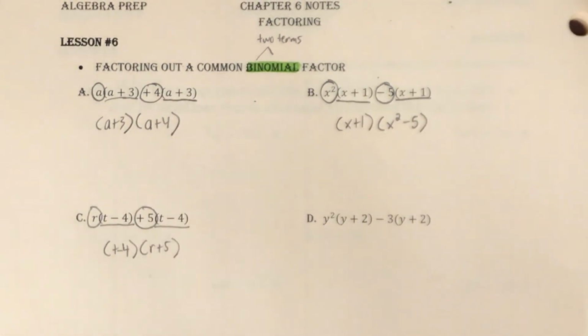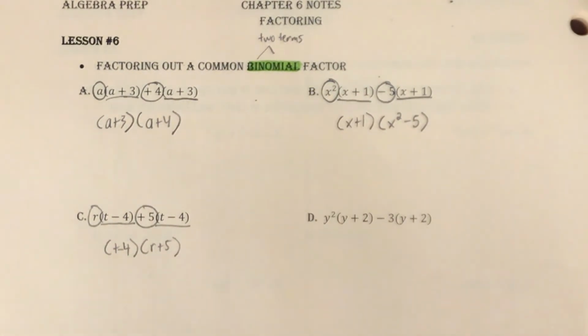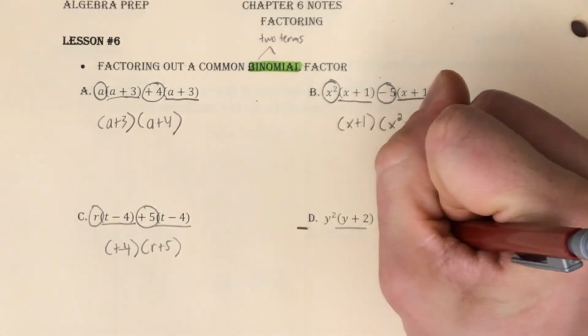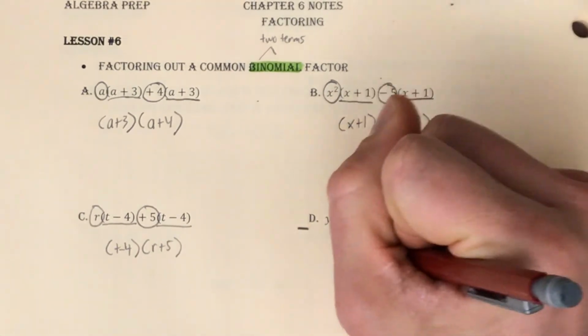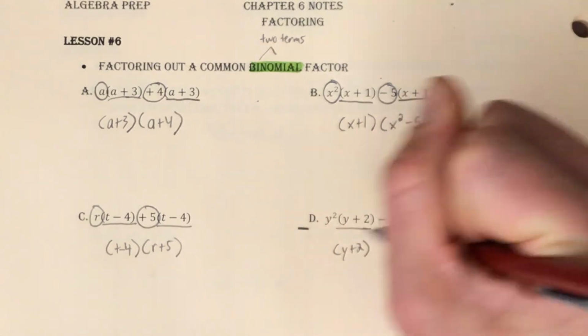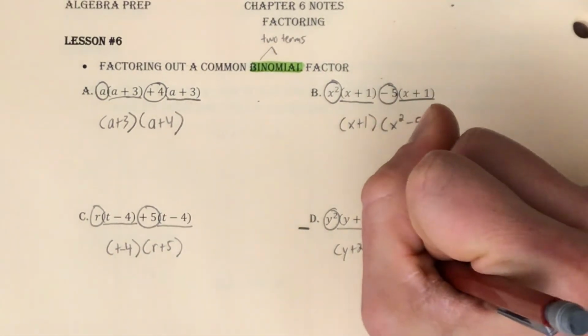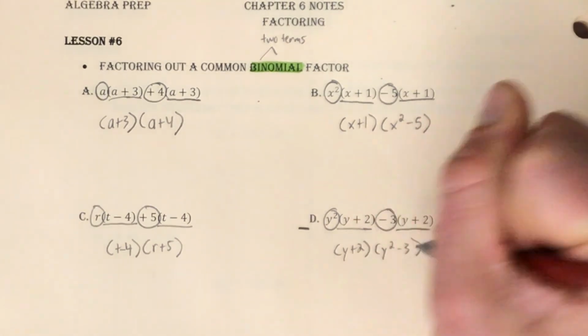There we go. All right, well again, I'd encourage you to try example D on your own, then check your answer with mine. So example D says y squared times the binomial of y plus 2 minus 3 times the binomial of y plus 2. Well, again, common binomial of y plus 2. So that's my first parenthesis. To create my second parenthesis or my second factor, I combine what's left, which is y squared minus 3.